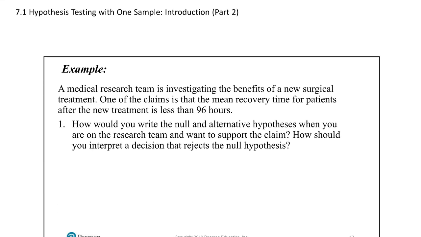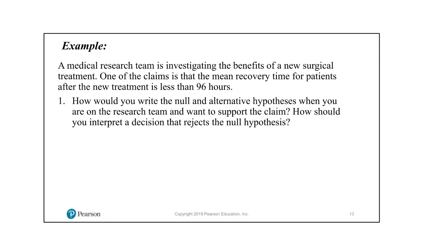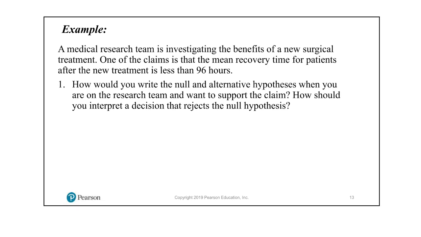For example, a medical research team is investigating the benefits of a new surgical treatment. One of the claims is that the mean recovery time for patients after the new treatment is less than 96 hours. How would you write the null and alternative when you want to support the claim? And how would you interpret a decision that rejects the null hypothesis? When I say it can be worded in a way to choose which situation you are, that basically means where you're going to put the equals.